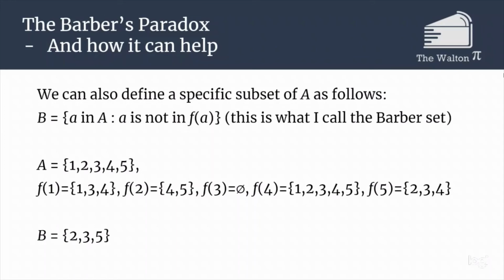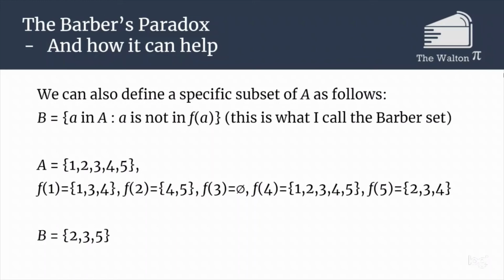Notice that this is going to be a subset of A, so it's an element of the power set of A, and specifically it's an element of the power set of A that is not hit by our function f, showing that f is not going to be surjective.